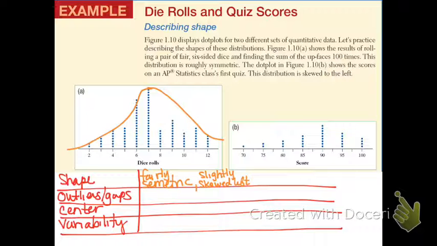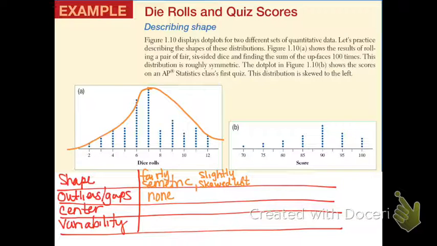There don't appear to be any outliers or gaps. So an outlier would be a point, like if there's a point way over here by itself, or a gap would be like if there are no points in there somewhere. There's just an empty space. Those would be outliers or gaps. So we'll say none for this one.